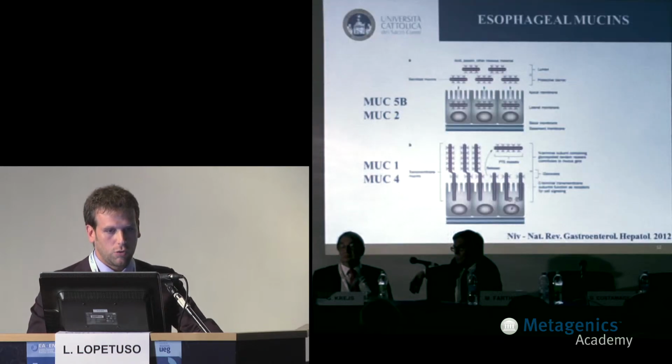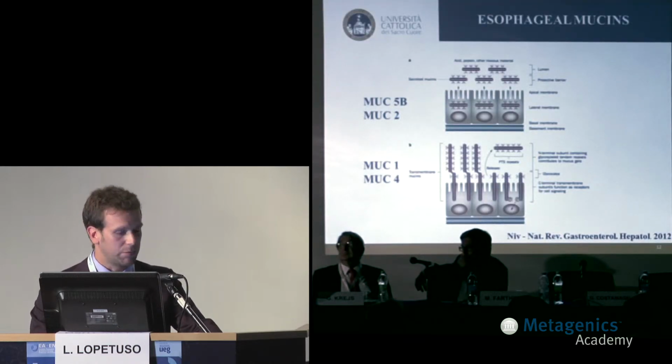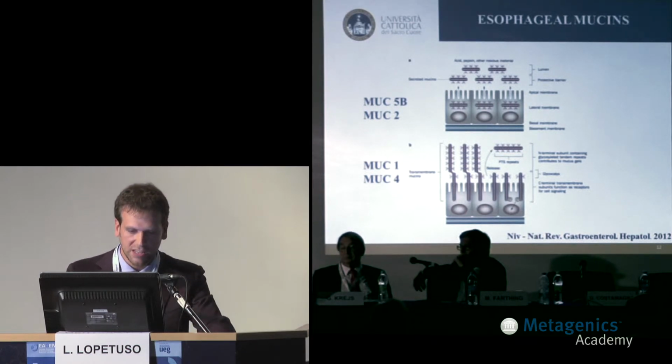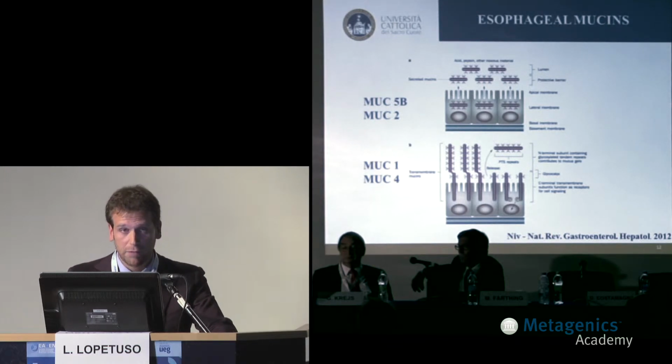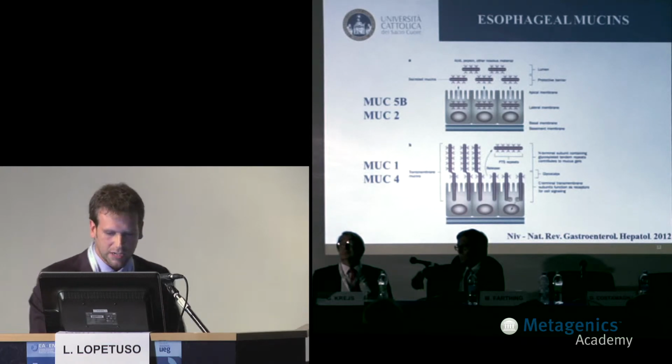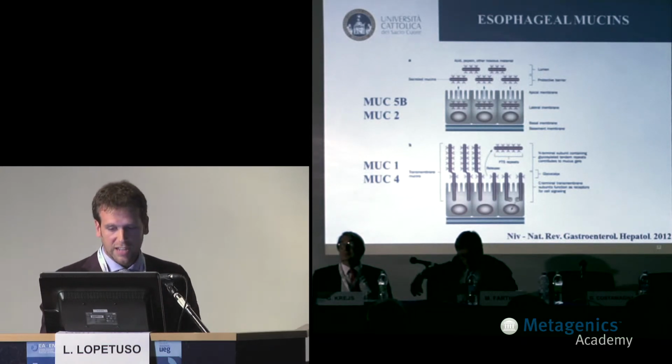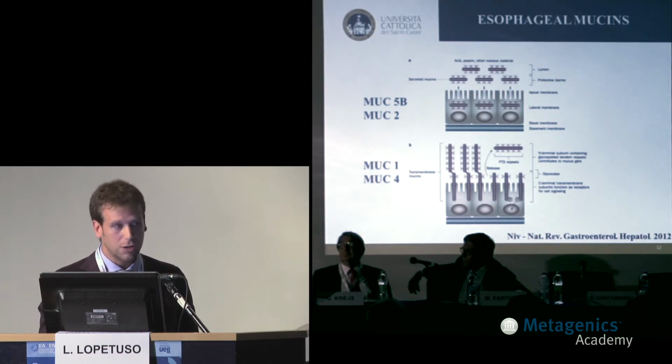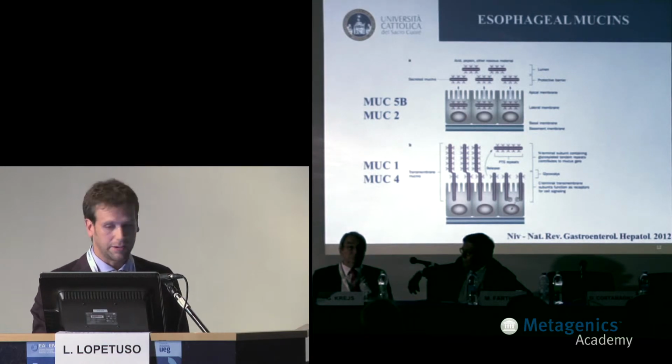In the esophagus, we have most of the mucins coming from the oral cavity, but we have also some specific mucins, such as mucin 5B, and then mucin 2. Mucin 5B and 2 represent the gel-forming mucins, while mucin 1 and mucin 4 represent the transmembrane mucins, which have an N-terminal subunit containing glycosylated tandem repeats that contributes to the mucous gel, but on the other side, a C-terminal transmembrane subunit that functions as a receptor for cell signaling.